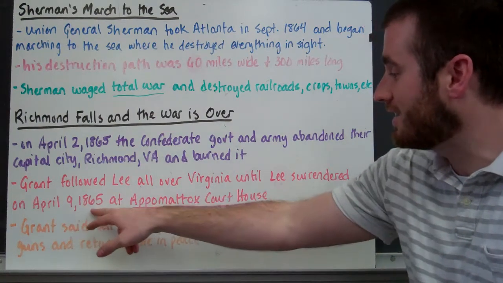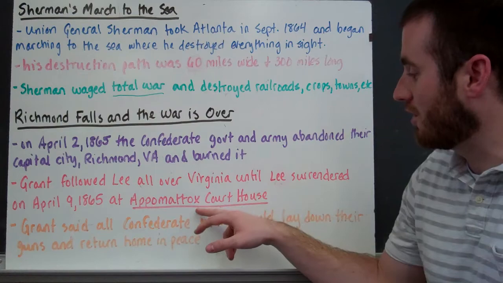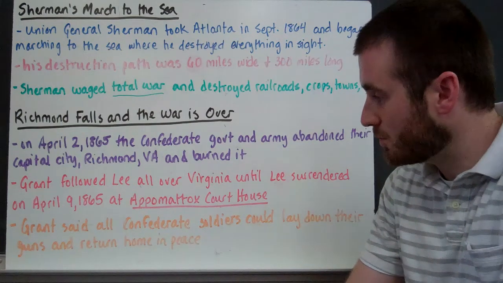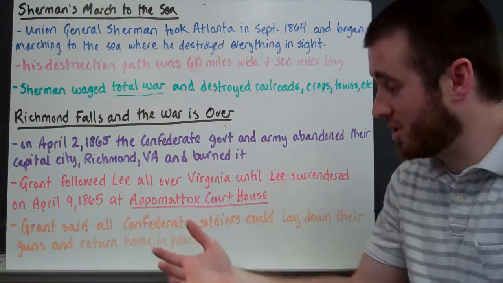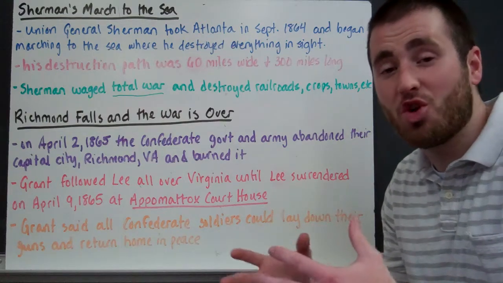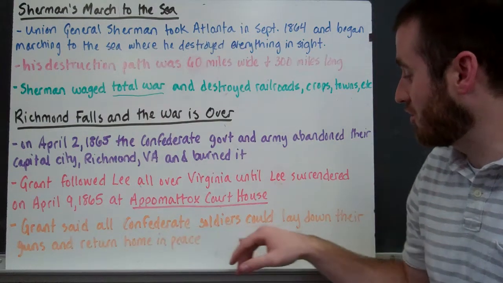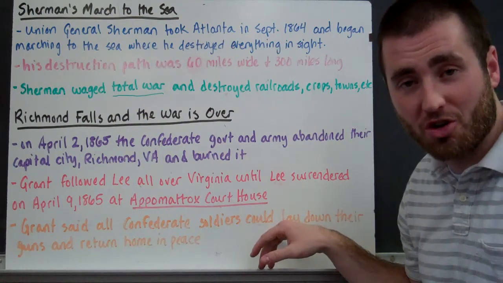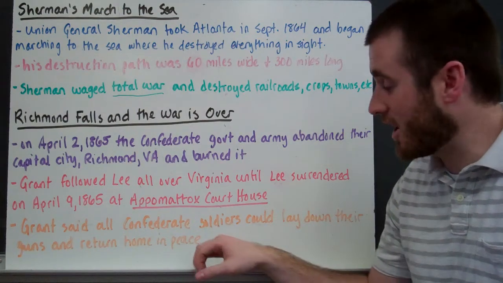So on April 9th, 1865, General Lee surrendered at Appomattox Courthouse. And Grant acted graciously, which is actually how Lincoln wanted to heal the nation. He just said all Confederate soldiers, all they had to do was lay down their arms, their guns, and they could even take their horses back and return home in peace.